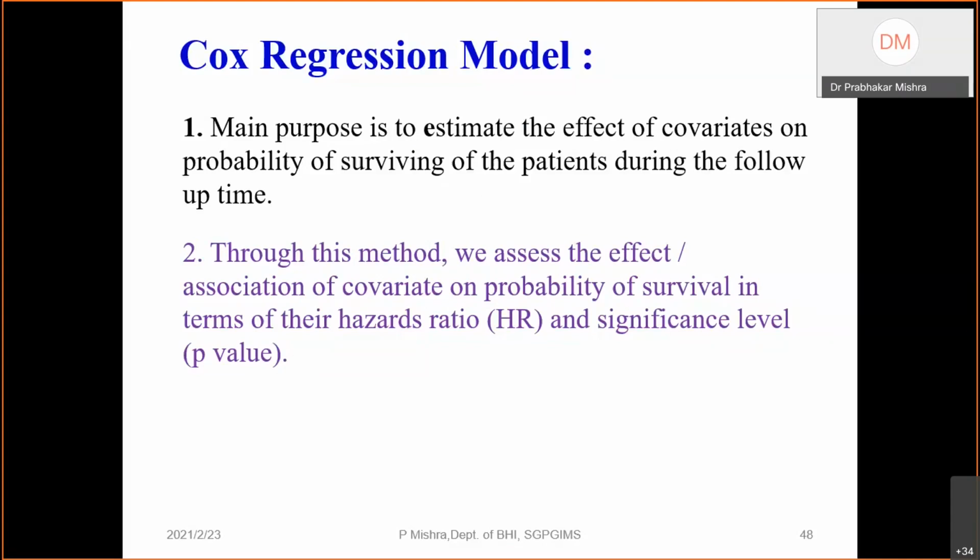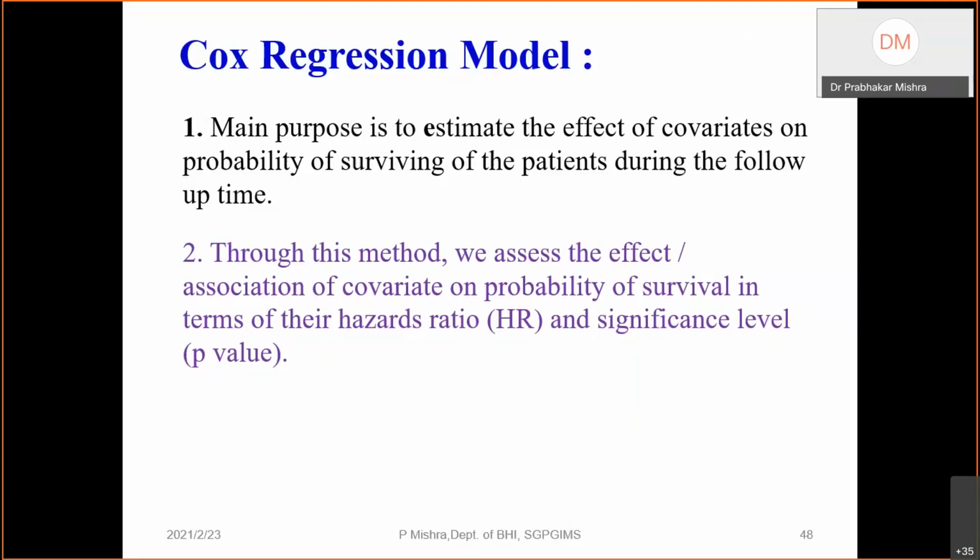So ultimately, after doing the complete Cox regression analysis, what do we get? Hazard ratio, 95% confidence interval of the hazard ratio, and p value. So only these three things we are getting in the output of the Cox regression model. So we say we are going to use Cox regression, but ultimately we are getting only three things: hazard ratio, 95% confidence interval, and p value. Similarly, in binary logistic, ultimately we are getting only odds ratio, 95% confidence interval, and p value only.